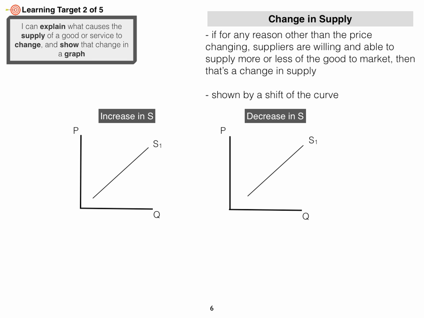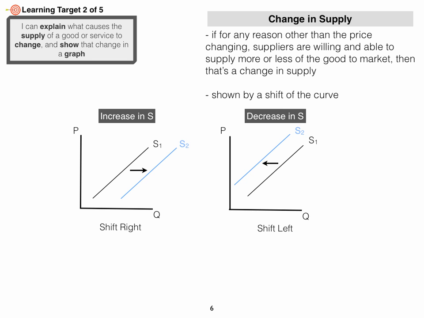Graph on the left, generic supply curve labeled S1. Let's say that other than price changing, something happens, and now businesses are willing and able to make more of a good and supply more of a good. How do we show that? Shift the curve to the right. We have a brand new curve, S2. Price hasn't changed, but now the amount of the good that's made and is available on the market has increased. Decrease in supply, shift the curve to the left. Brand new curve, S2. Increase to the right, decrease to the left.